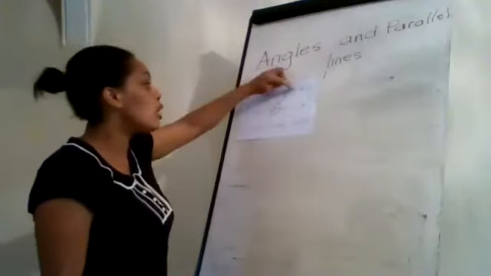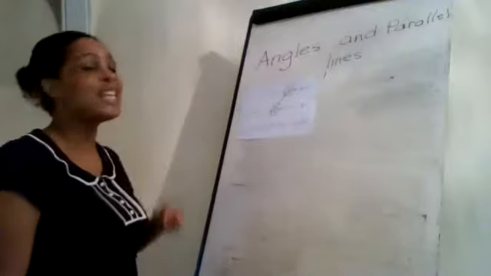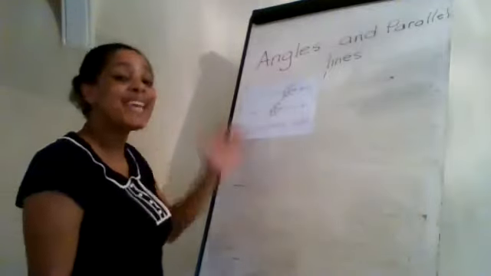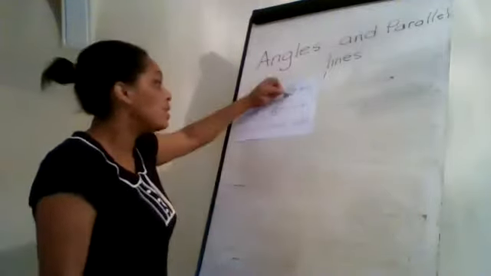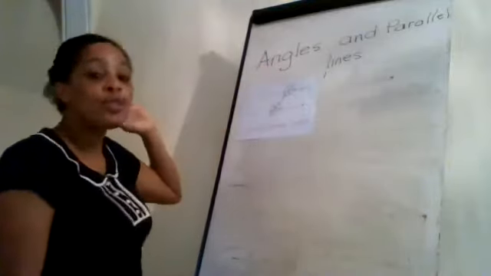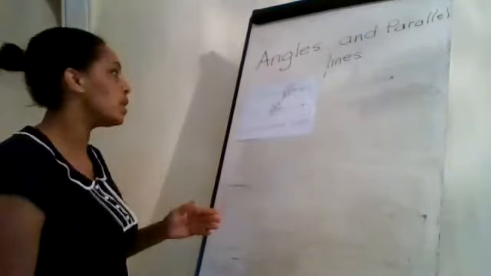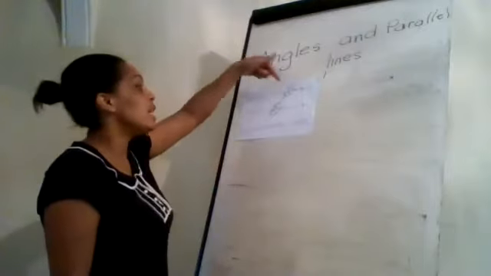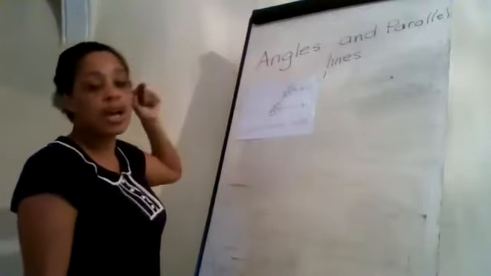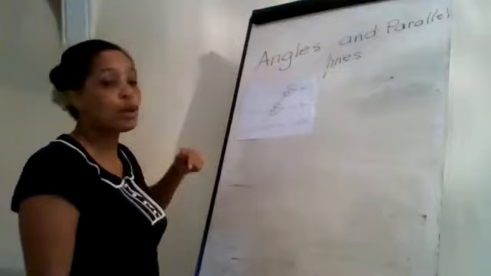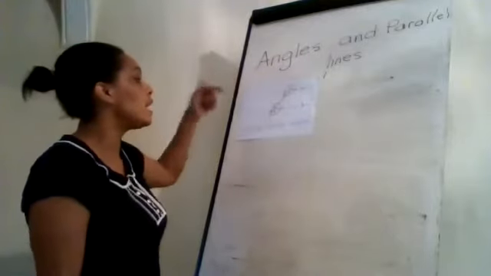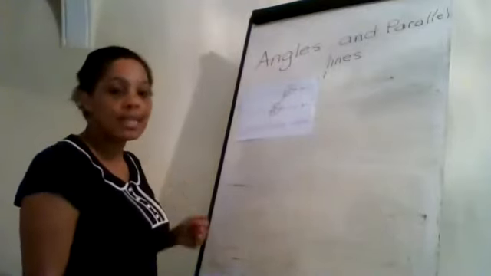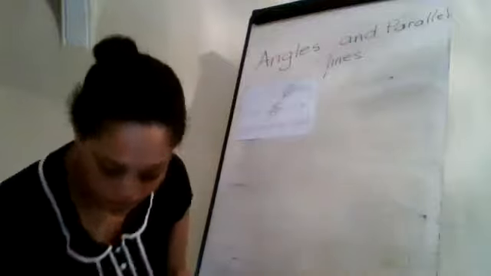So if this is on top of the line and that's on top of the line, they are on the same side, they're corresponding. If that's below the line, that's below the line, they're on the same side, they're corresponding. Likewise over this side, that's above the line, that's above the line, they're corresponding. That's below the line, that's below the line, they're corresponding.